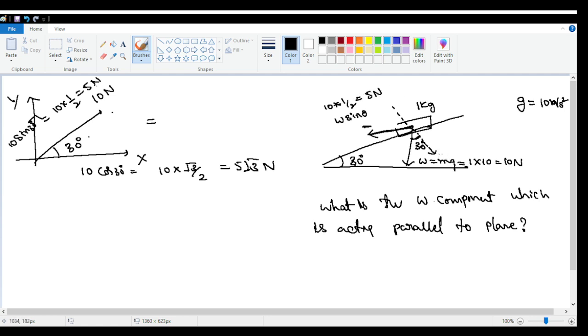What about this vertical direction? The weight parallel to the inclination is 5 newtons, we got that. The weight in the perpendicular direction is equal to W cos 30 degrees. That is 10 into cos 30, which is root 3 by 2, so that is equal to 5 root 3. This is the value.